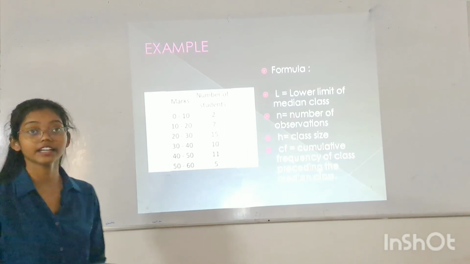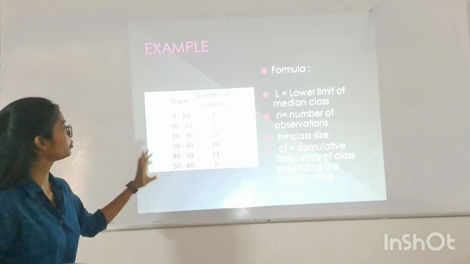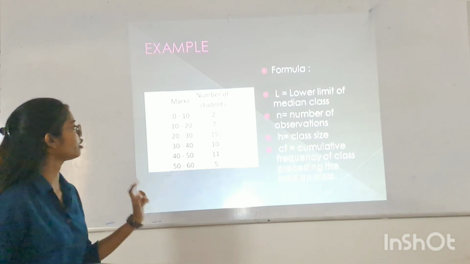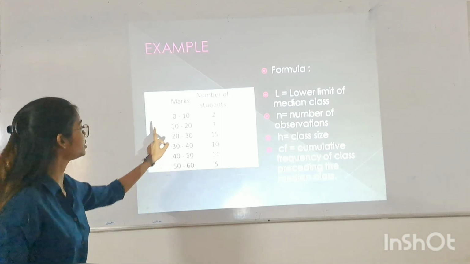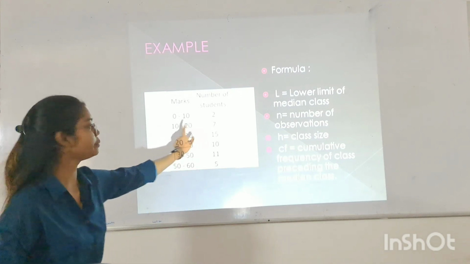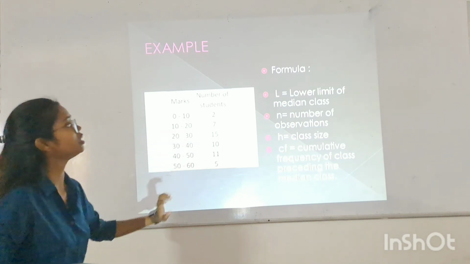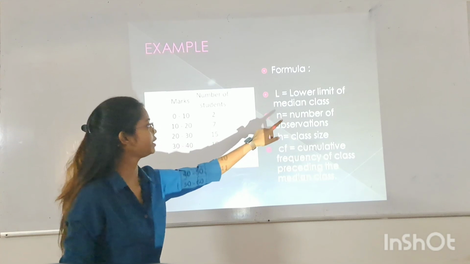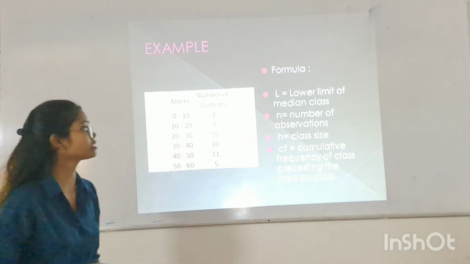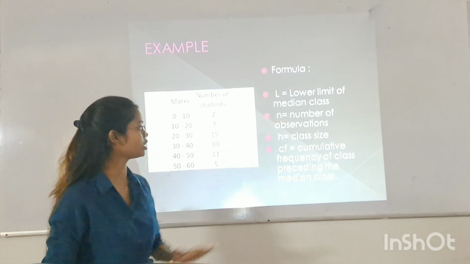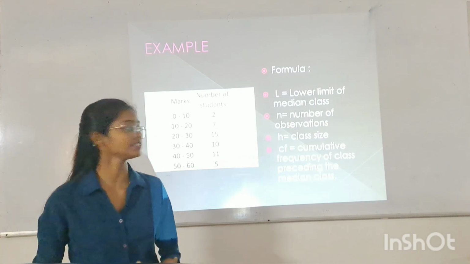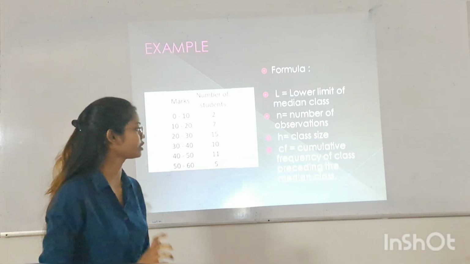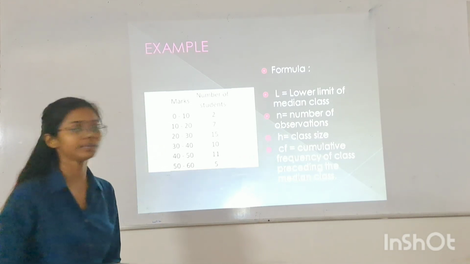Now see the second example. This is grouped data, marks and number of students. So 2 students between 0 to 10, 7 students between 10 to 20, and so on. Next is the formula's full form: L means lower limit of the median class, N means number of observations, H means class size, and CF means cumulative frequency of the class preceding the median class.